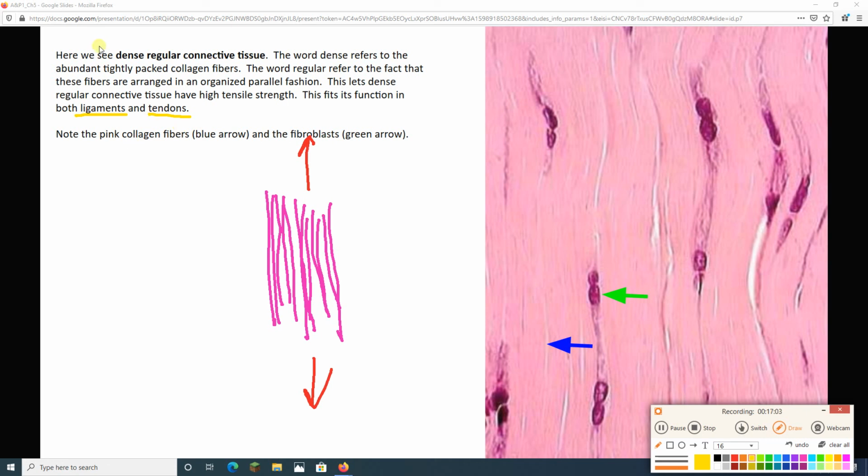All right, one other thing we do see is we see some fibroblasts. We do see some fibroblasts hanging out in here. All these purple guys are fibroblasts. If we have fibers, undoubtedly we're going to have fibroblasts.